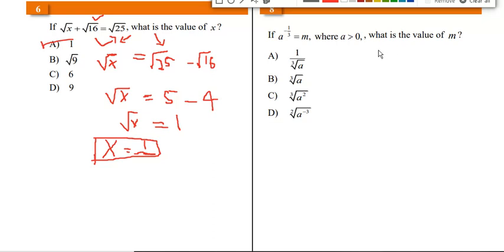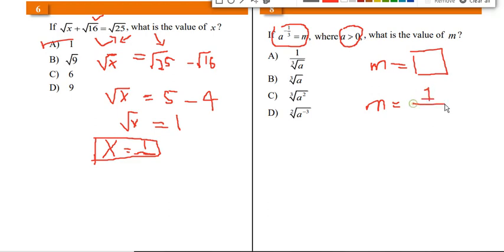Alright, we will use the same technique here. Since we need to find the value of m, we will reduce this equation to m equals some number here. I think we are already given this, and we need to simplify it, because we are given that a is greater than 0, so we can change its sign by taking the reciprocal of this term.